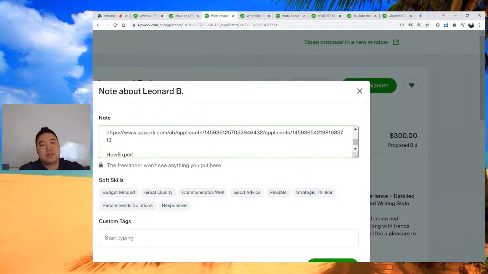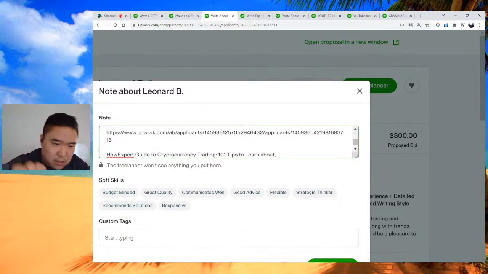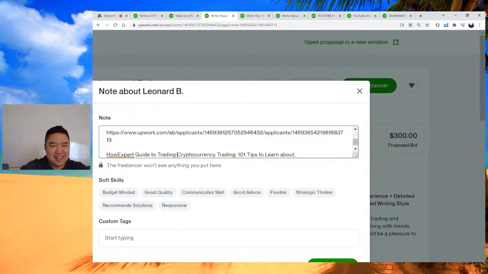How expert guide to cryptocurrency trading. Tips to learn about. Don't worry about it, I'll fix the spelling later. Hold on. Cryptocurrency. Is it a guide to cryptocurrency trading, or is it a guide to trading cryptocurrency? A guide to cryptocurrency investing? A guide to trading cryptocurrency? I'm a proponent of investing in crypto for the everyday person, because most people lose money trading, technically speaking.